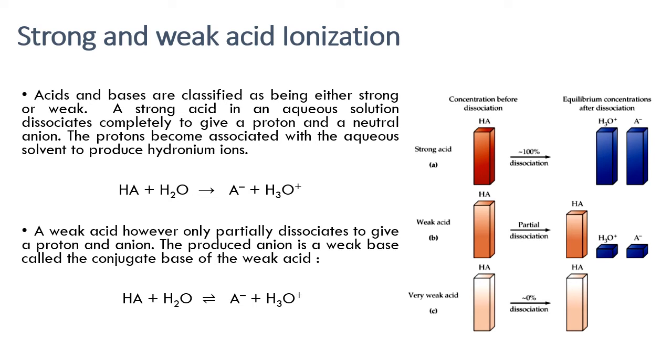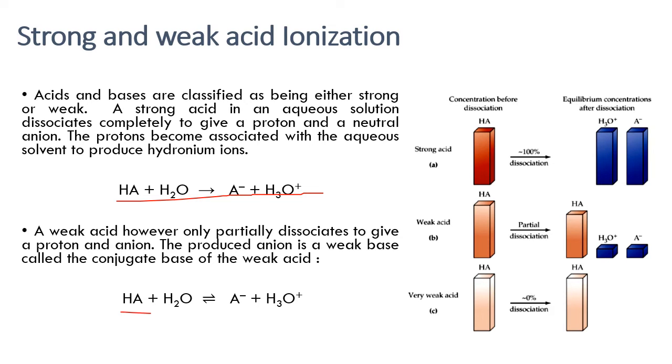All right, so let's look at strong and weak acid ionization. Our acids and bases are classified as being either strong or weak. Your strong acid in an aqueous solution is going to dissociate completely to give a proton and a neutral anion, and your protons are going to become associated with the aqueous solvent and produce hydronium ions, which is represented here. Your weak acid, however, is only going to partially dissociate to give a proton and an anion, and the produced anion is a weak base called the conjugate base of the weak acid, right?